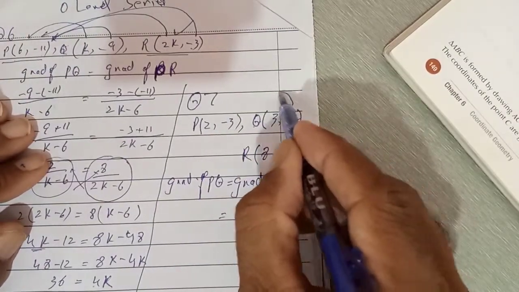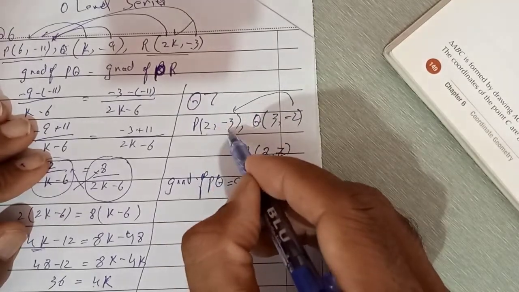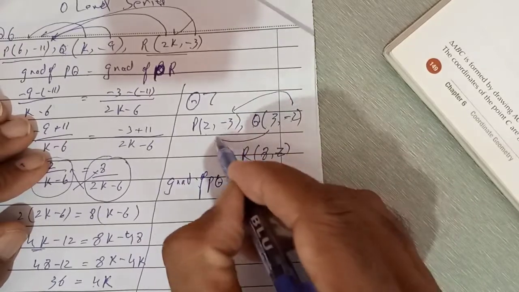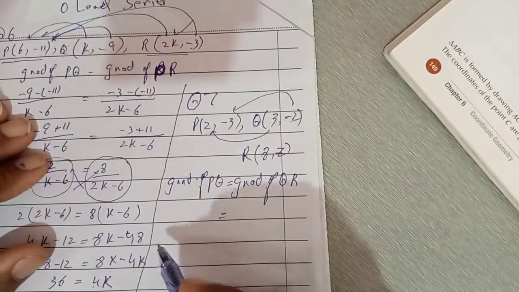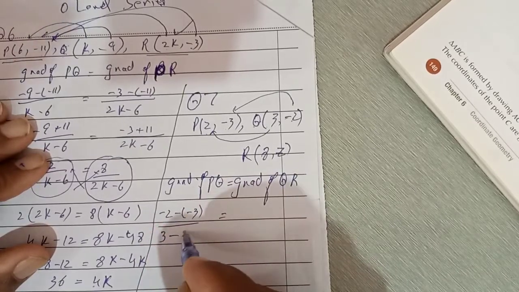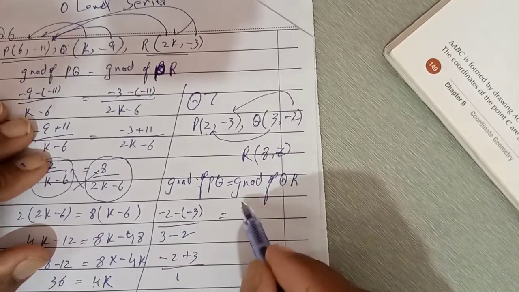How can you find the gradient? Y2 minus Y1 over X2 minus X1. This is x1, this is y1, this is x2, this is y2. So minus 2 minus minus 3 over 3 minus 2. So minus 2 plus 3 over 3 minus 2, which is 1.